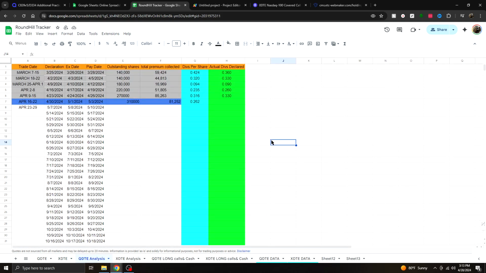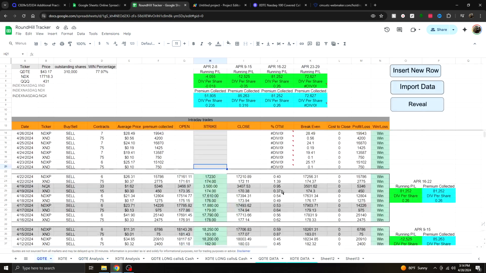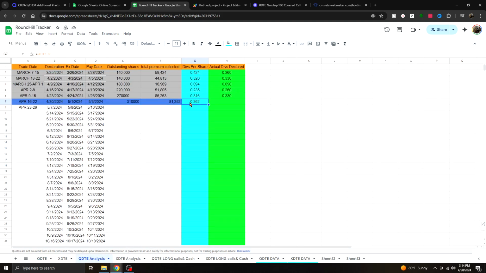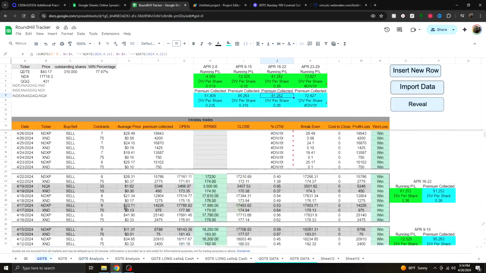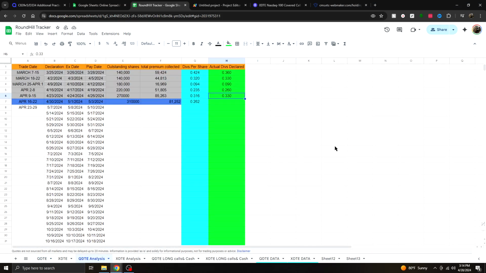This is just aggregating all the data. So these are the trade dates, declaration, ex-date, pay date. This is the one I just went over, and we're just waiting for the actual dividend. This is just outstanding shares, I just typed that in. That's fine. This one is premium collected. I just pulled that data from these cells here, and then dividend per share, I just pulled that data from here also. So that's how all of this works.